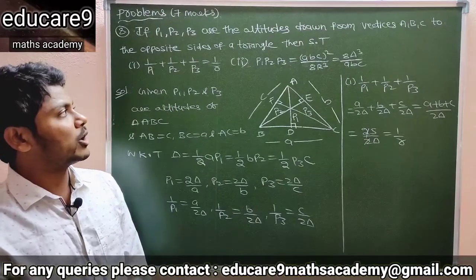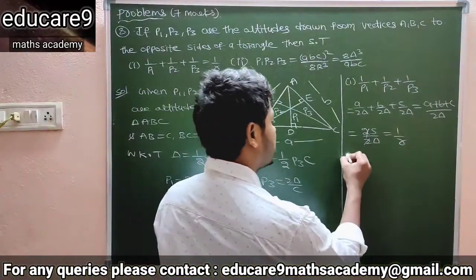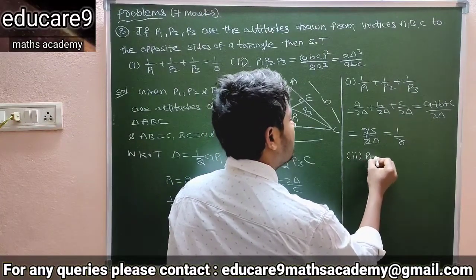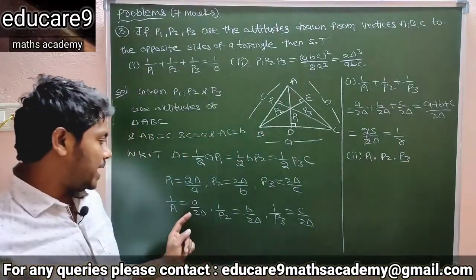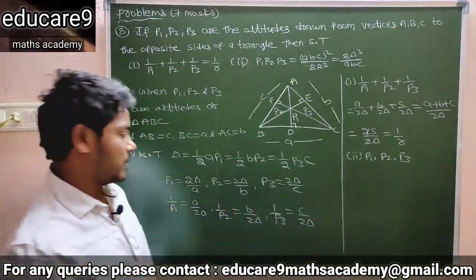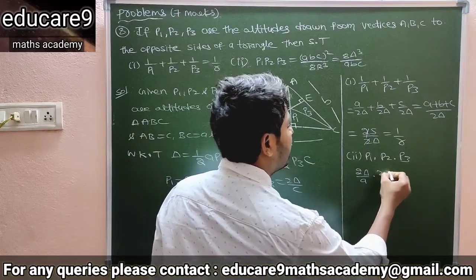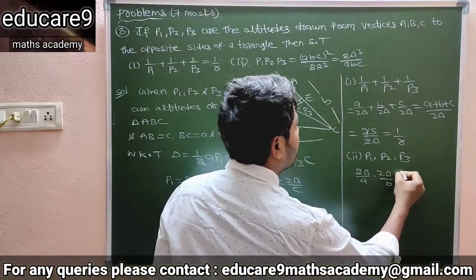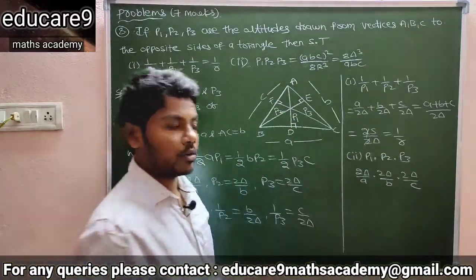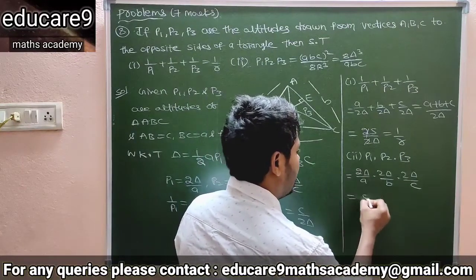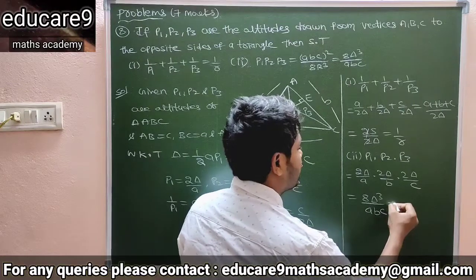See the second one, the product of the altitudes, P1, P2, P3. So see the second one, P1 into P2 into P3. So multiplying these three terms, that is 2 delta by a into 2 delta by b into 2 delta by c. So here 2 into 2 into 2, this is 8 delta cube by abc. Okay.